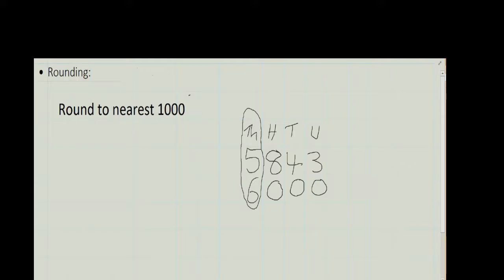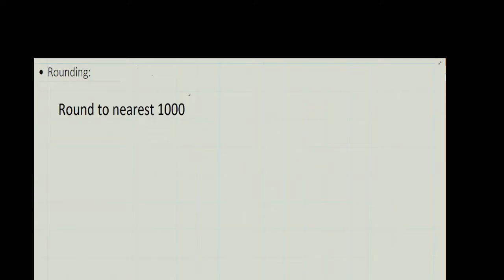Let's go straight into another one. You might wish to have another look at one of these examples, or I always advise children to copy things down, because copying down helps you to learn. Let's round this number to the nearest 1,000.